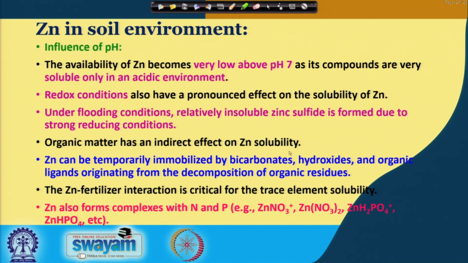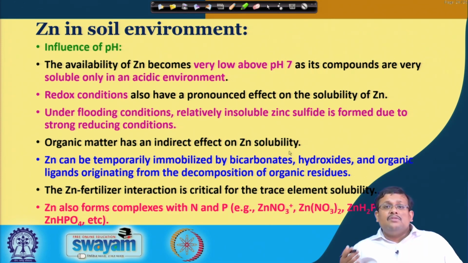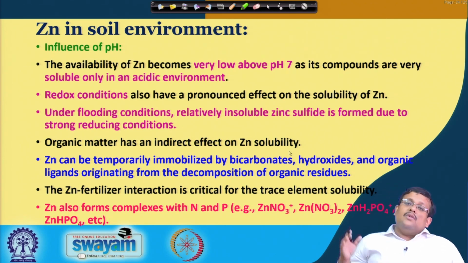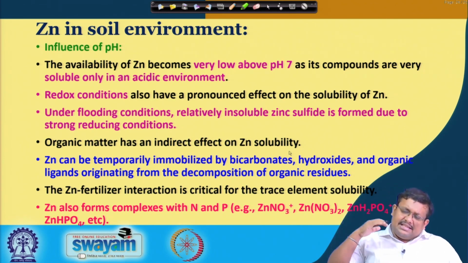Now, what are the influences of pH on zinc availability in the soil? Availability of zinc becomes very low above pH 7 as its compounds are very soluble only in acidic environment, and redox conditions also have a pronounced effect on the solubility of zinc, because under flooding condition relatively insoluble zinc sulphide is formed due to the strong reducing condition.